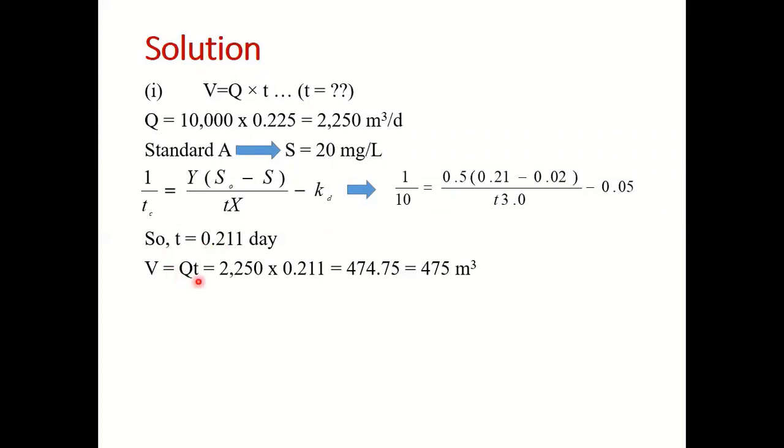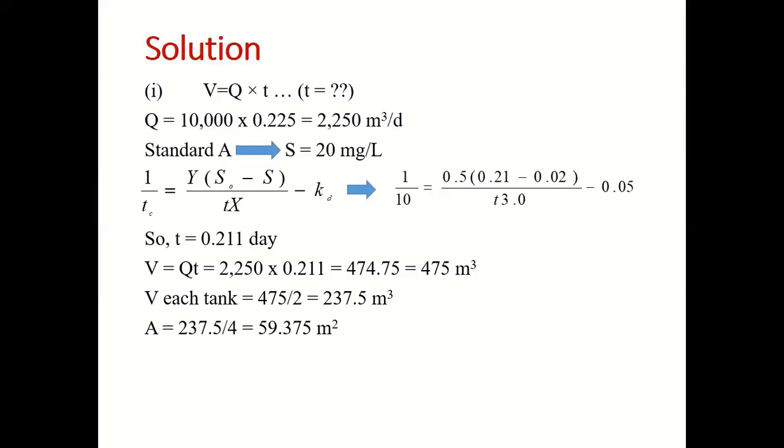So V equals QT. We can know the volume by multiplying Q times T. Q is 10,000 times 0.225, so it's already calculated, and V is around 475 cubic meters. For each tank, it has to be divided by 2 because we are using 2 tanks. So the area for each tank is the volume divided by the depth.